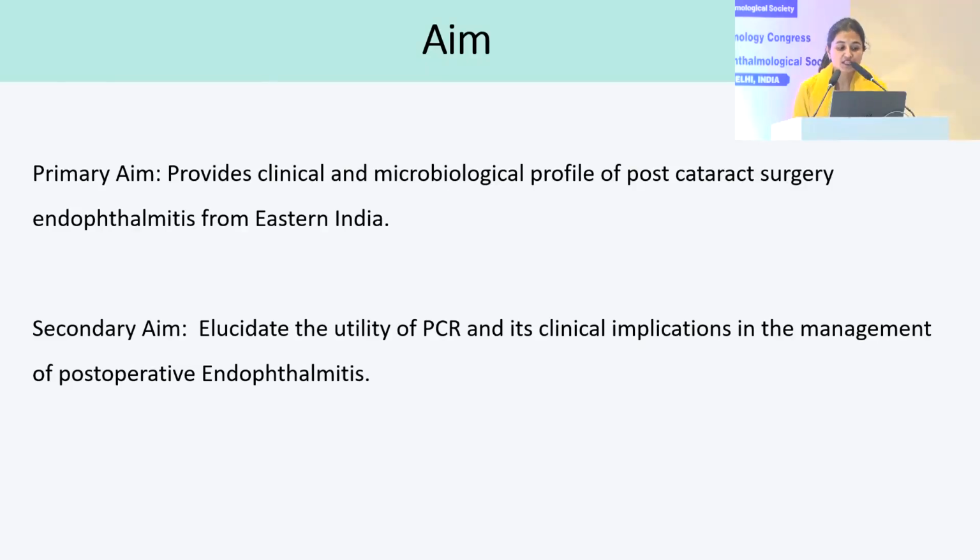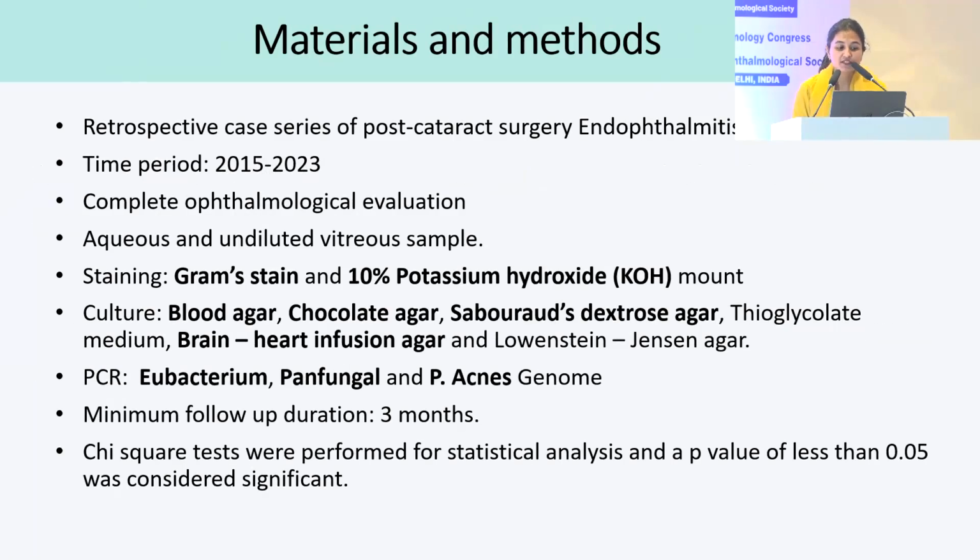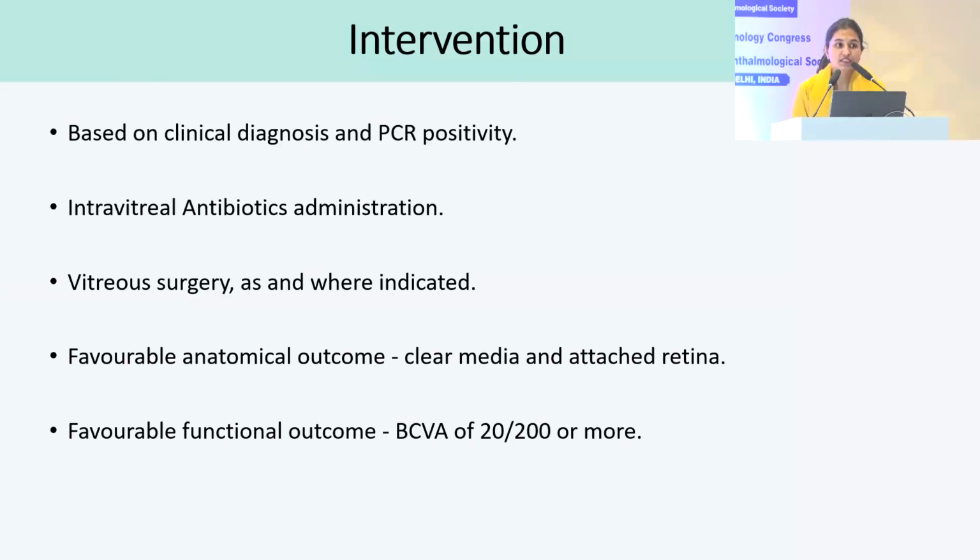The primary aim of the study is to provide a clinical and a microbiological profile of the post-cataract surgery endophthalmitis from Eastern India, and the secondary aim is to elucidate the utility of PCR and its clinical implications in the management of the same. It's a retrospective case series ranging in a time period of 2015 to 2023. The staining, culture, and PCR methods were adopted. Intervention was based upon the clinical diagnosis and PCR positivity. Intravitreal antibiotics were administered. Vitreous surgery was done as and where indicated. The favorable anatomical outcome was defined as a clear media and attached retina. Favorable functional outcome was defined as a best corrected visual acuity of 20/200 or more.